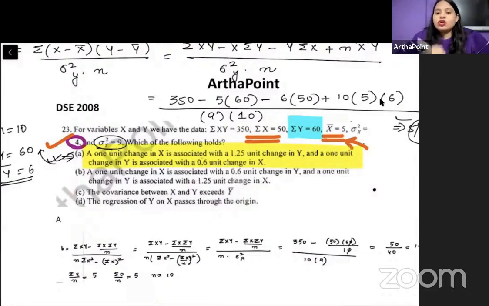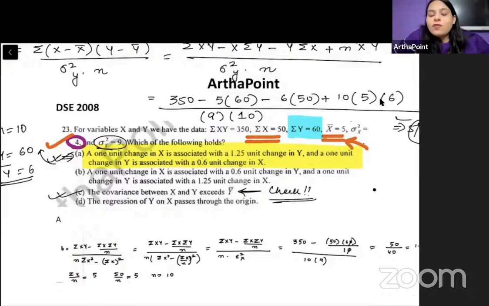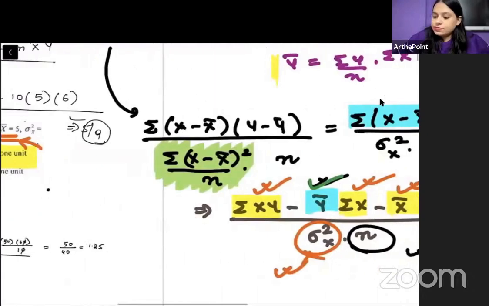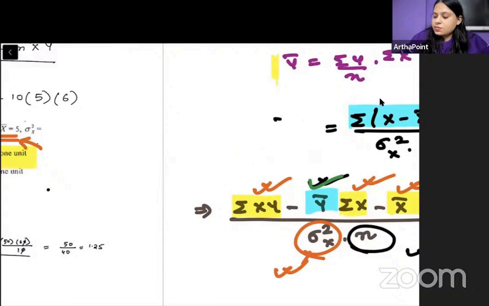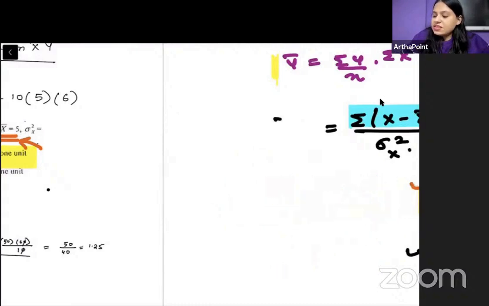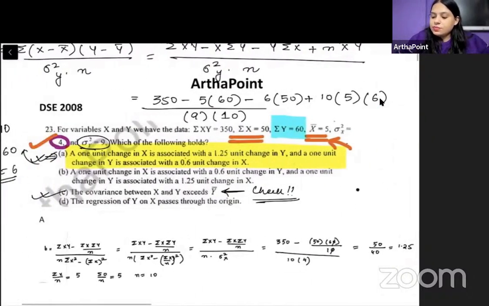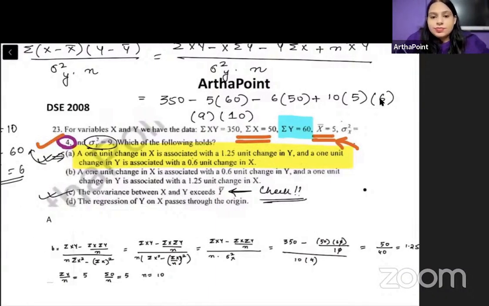But I will not stop here. Please tell me what will be the covariance between x and y. Please check this. Quickly do this. It will be very easy. Find the covariance between x and y. What will you get?